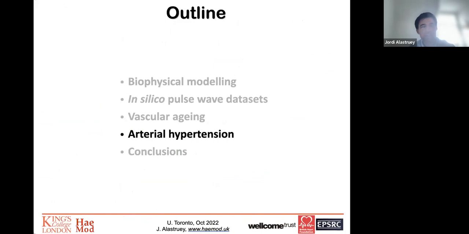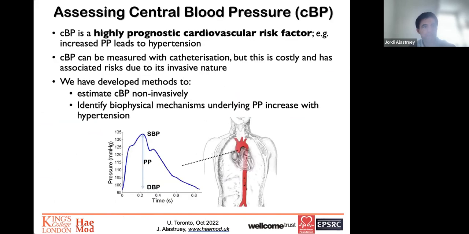So let's now look into arterial hypertension. That's the last thing I wanted to show you today. So we have combined in vivo and synthetic, or in silico data, to study the central blood pressure measured in the aorta next to the heart.